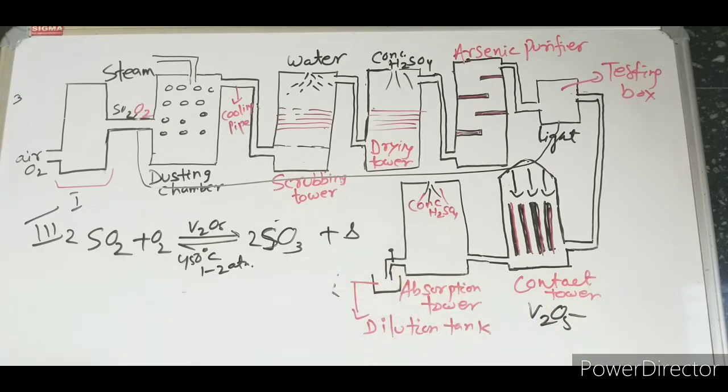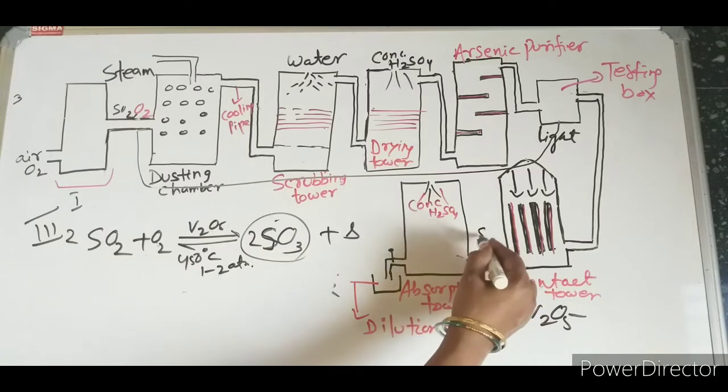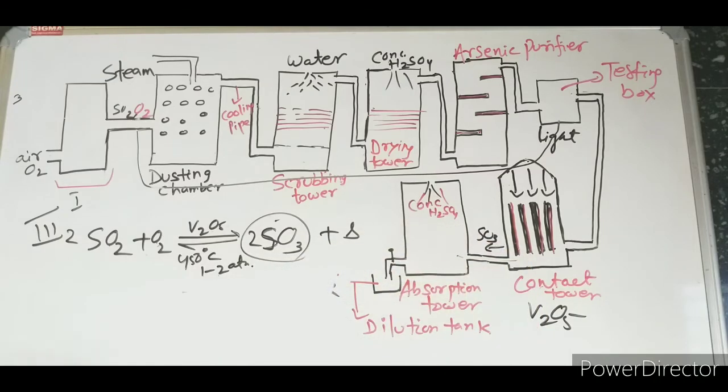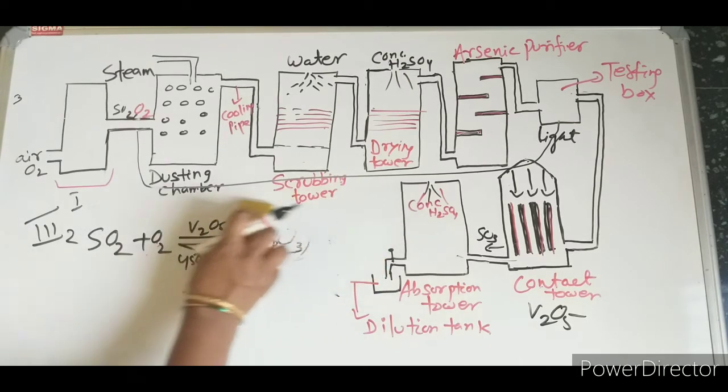Otherwise, it is also the oxidation tower, because oxidation takes place and SO2 is converted. This is the contact tower. So SO2 comes in contact with oxygen in the presence of vanadium pentoxide at 450 degrees Celsius, 1 to 2 atmospheric pressure, and SO3 gas is produced. Now this one will be SO3 gas. This SO3 gas can be converted to sulfuric acid by addition of water. Okay, but here this we are not using.